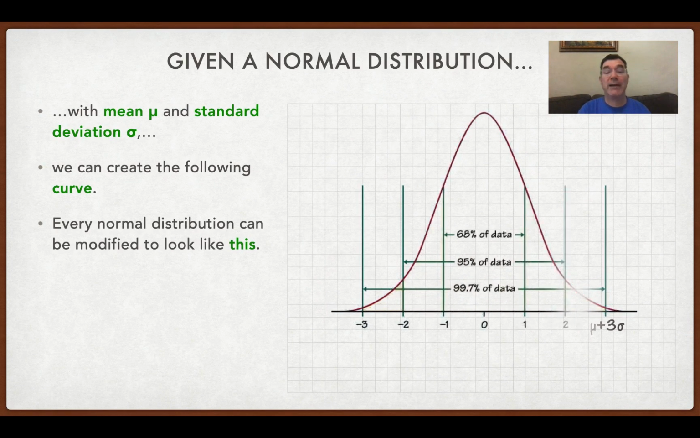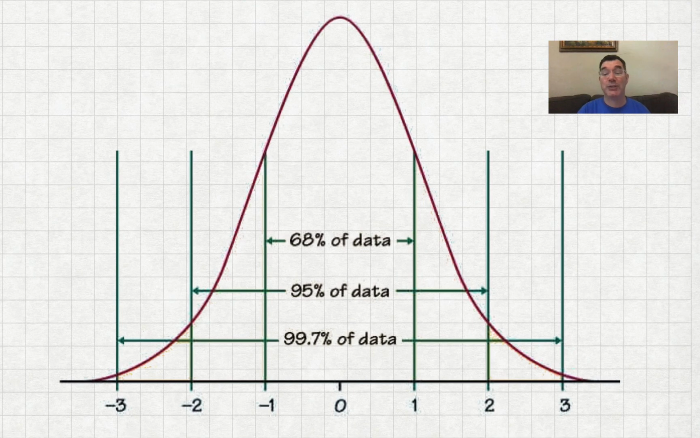All right, so every normal distribution looks like that, but every normal distribution can be modified to look like this one where the mean is now 0 and the standard deviation is 1. So on the right, I go up by 1 and then 2 and then 3. And then on the left, it's -1, -2, and -3. But the percentages are still the same.